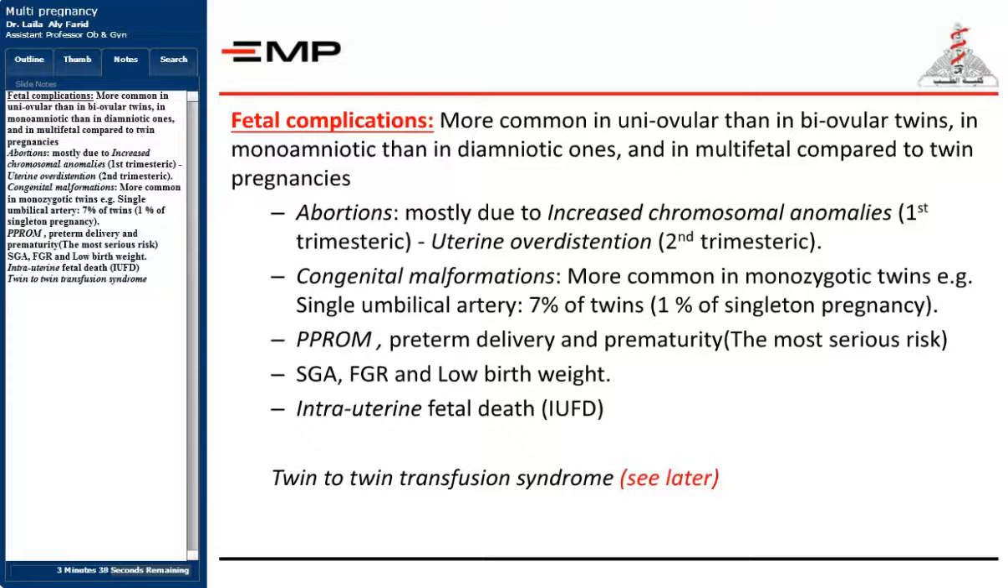PPROM, preterm delivery and prematurity, the most serious risk. SGA, FGR, and low birth weight. Intrauterine fetal death, IUFD. Twin-to-twin transfusion syndrome.